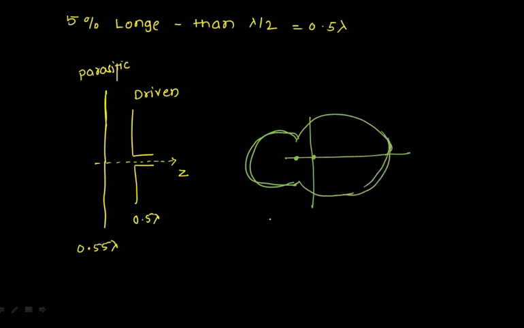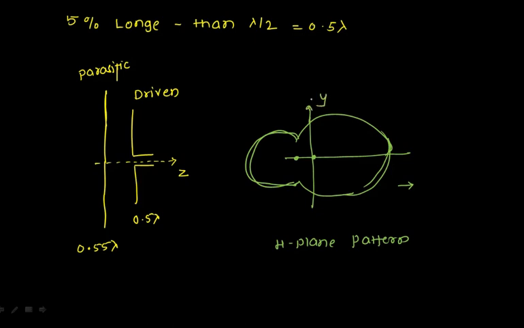Okay, so I'm just drawing an H plane pattern here. You can see your directivity in this direction is increased. So your front lobe has become a little bigger, and the radiation increases here. Okay, so this is the observation.